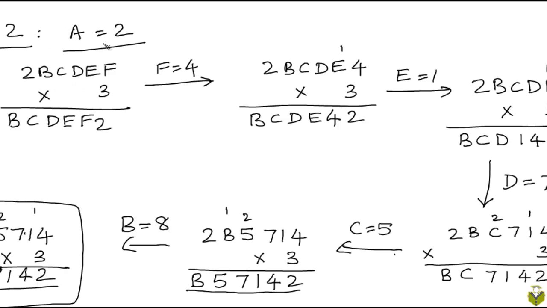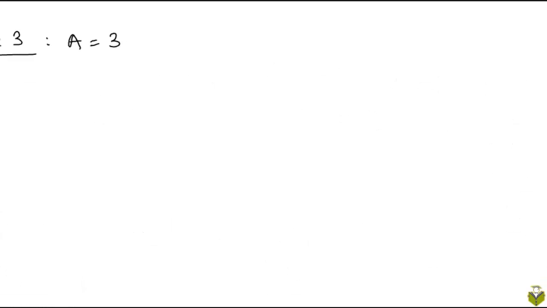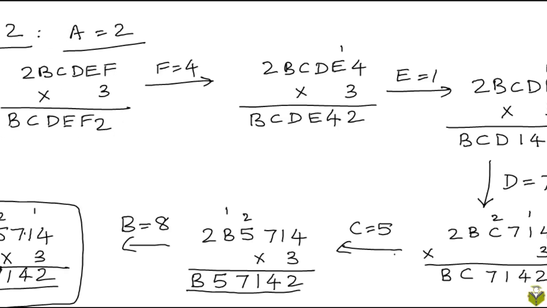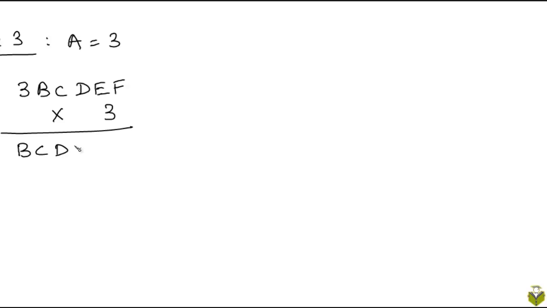by substituting 3 in the original problem, we get 3bcdef times 3. We get 3bcdef times 3. And the result, we have bcdef followed by a. But a is 3 here, so we get bcdef followed by a 3. So this is just the original problem. A, B, C, D, E, F times 3 gives B, C, D, E, F followed by an A, but we have substituted A by 3.